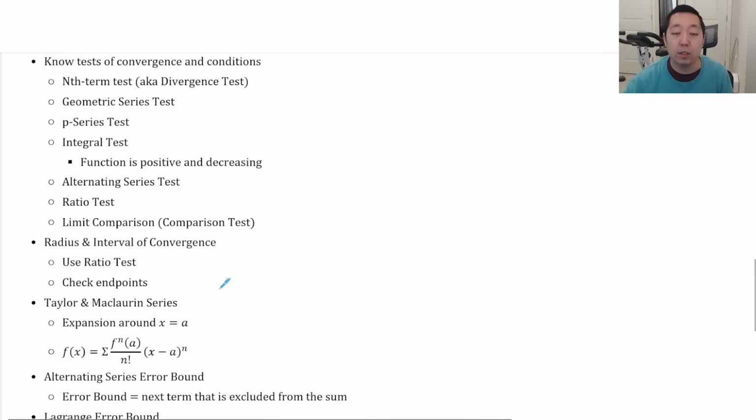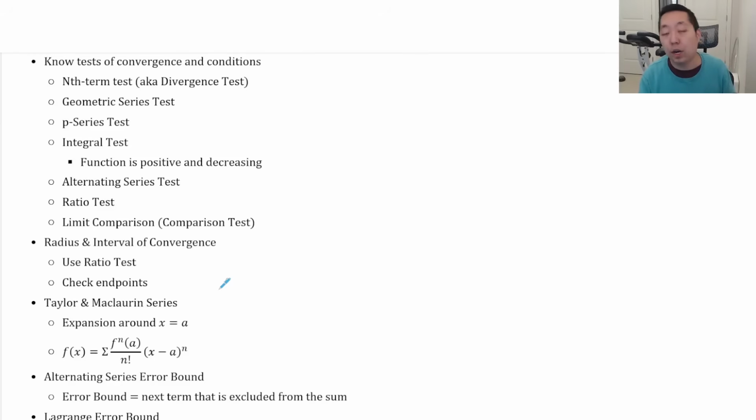Okay, radius and interval of convergence. Make sure you know how to do that. You're pretty much always using the ratio test, setting it less than 1 to find the bounds for the radius of convergence for a series. Then to determine whether the endpoints converge or not, you have to just plug those values into the series and specifically analyze the endpoints to determine whether they converge or not.